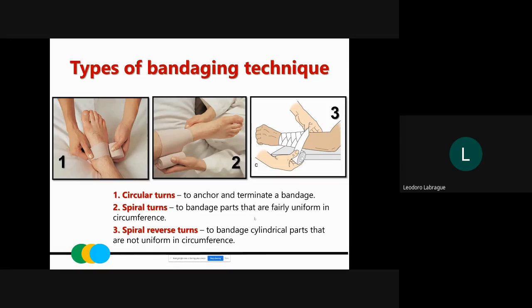Your teacher will teach you how to do it. Normally, we perform spiral reverse to bandage cylindrical parts that are not uniform in area. Again, spiral turns are for uniform areas, and reverse spiral turns are for non-uniform areas. Spiral turns are normally performed on the lower leg and lower arm, while reverse spiral turns are done on the upper arm and upper leg. Okay.